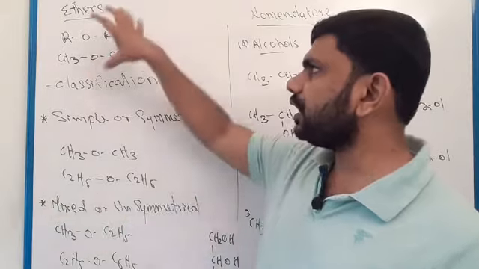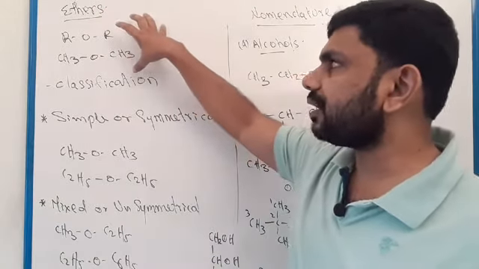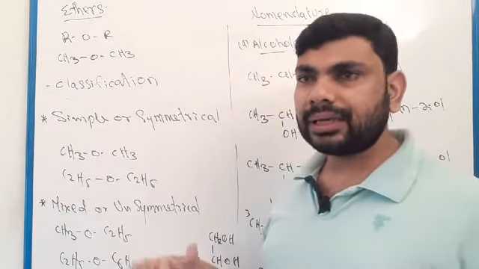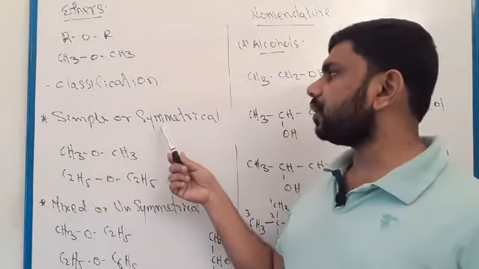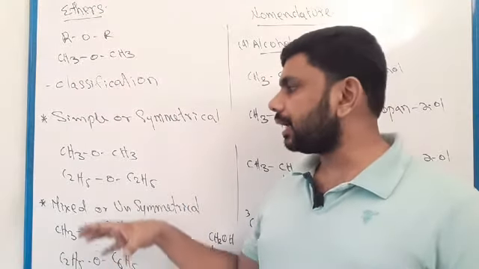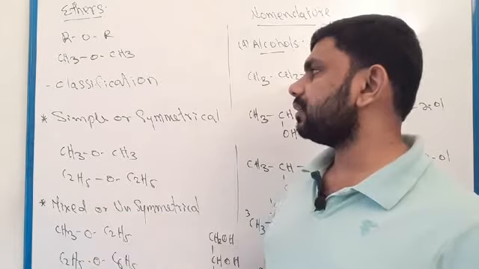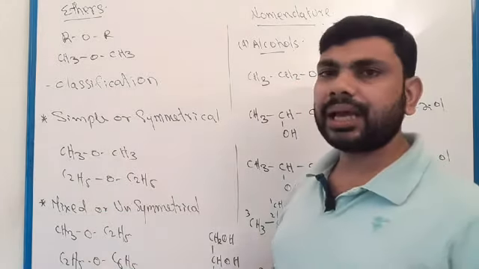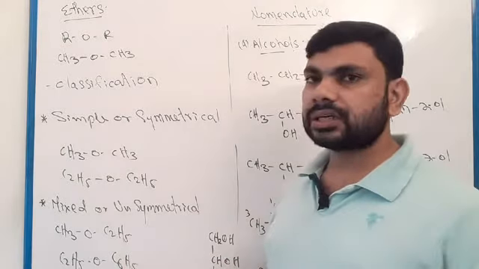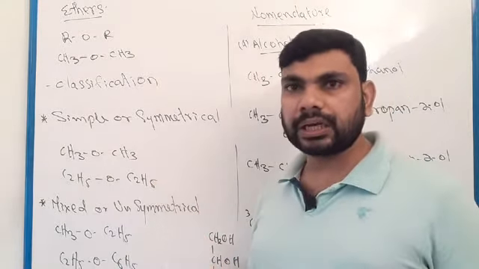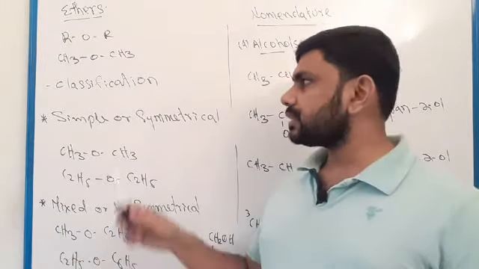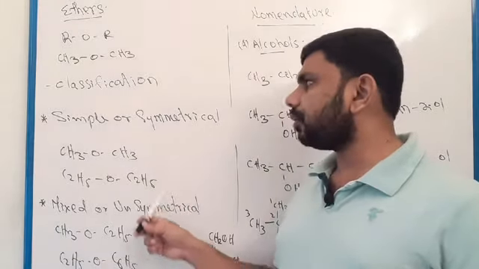So ether, there are different classifications of ether. We can classify ether as simple ether or symmetrical ether, and mixed ether. This is the first classification. We have only one classification. Simple ether and mixed ether. Simple ether is also called symmetrical ether. Mixed ether is also called unsymmetrical ether. Symmetrical and unsymmetrical, or you can say simple or mixed ether.